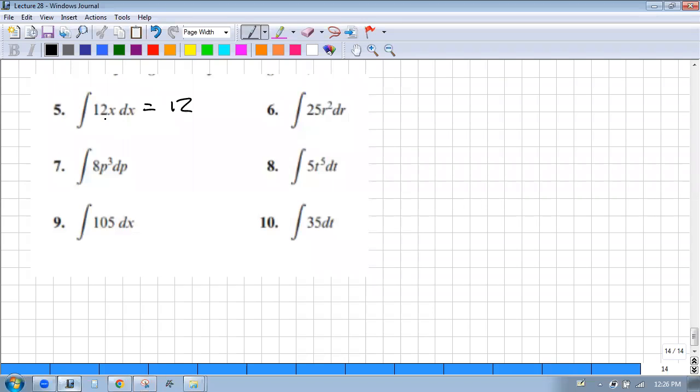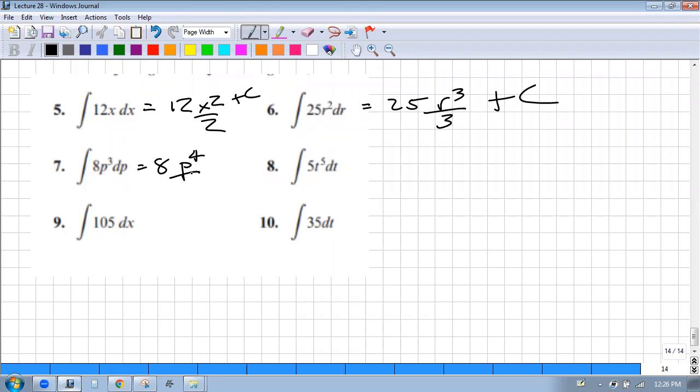So here we'd have a 12. The x would become an x squared over 2, right? Plus a constant. Over here we'd have our 25. The r squared would have to be an r cubed over 3. Over here we still have our 8. The p to the third would become a p fourth over 4. Here we still have the 5. The t to the fifth becomes a t to the 6 over 6.